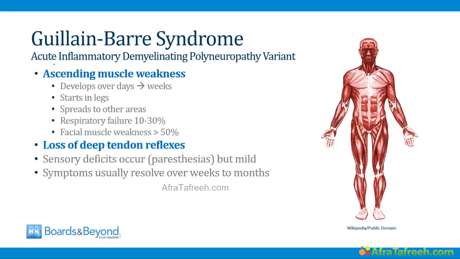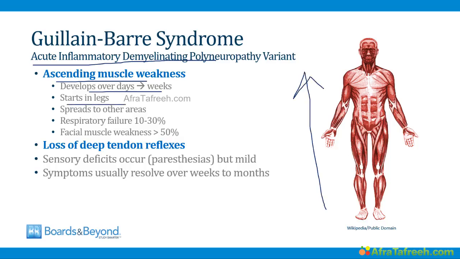We'll focus on the most common variant, the acute inflammatory demyelinating polyneuropathy variant. And the classic feature of this form of Guillain-Barré is ascending muscle weakness. It develops over days and weeks, and it's called ascending because it starts in the legs and then spreads upward to involve muscles higher up in the body. In up to a third of patients, it leads to respiratory failure, and patients with Guillain-Barré often end up in the ICU on a ventilator because of respiratory muscle weakness. It also commonly involves the facial muscles as well.